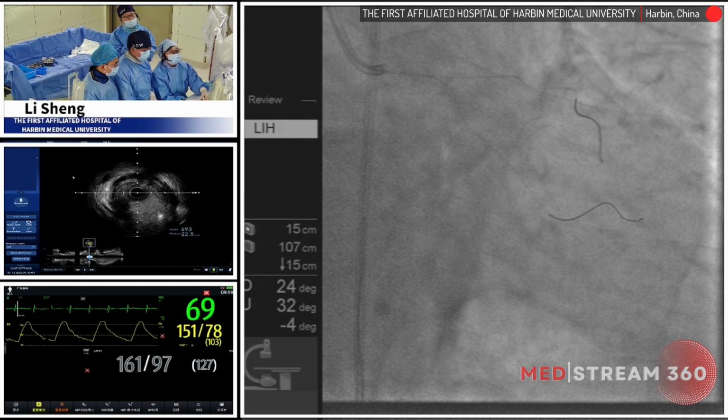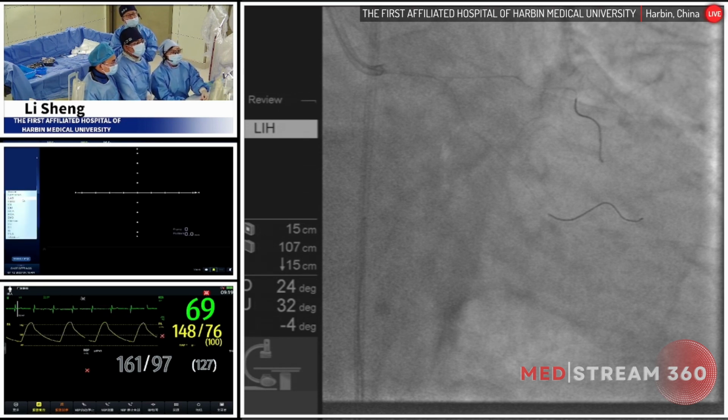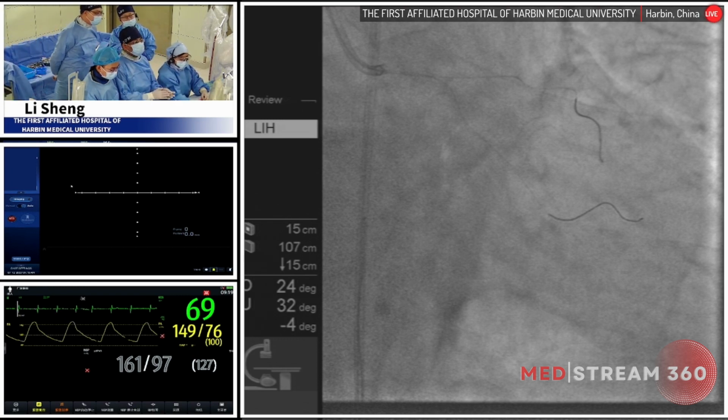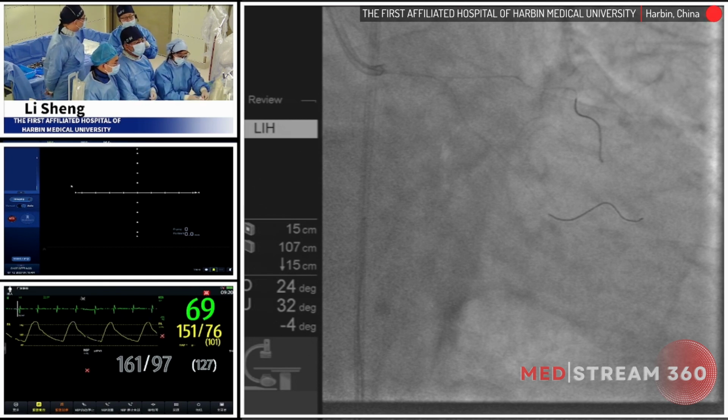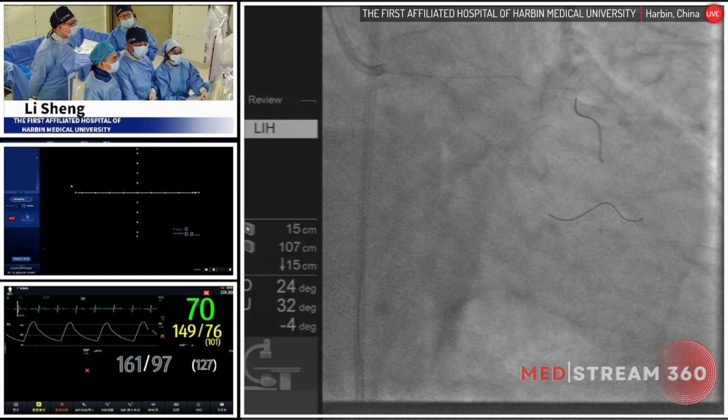I think from the IVUS image in LAD, especially in the proximal LAD, I saw severe calcification. In some parts, maybe the arc is almost 270. So what's the best strategy for this kind of calcification? You still go with the cutting balloon? You're not thinking about the use of ROSA or the AVL?